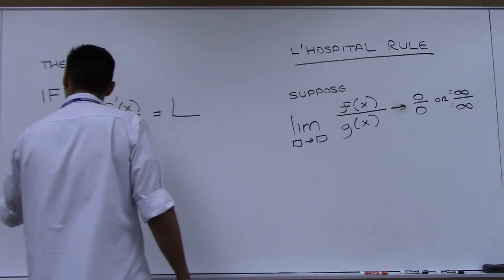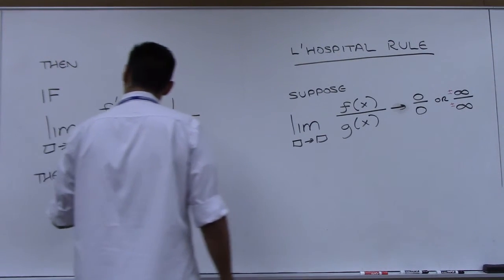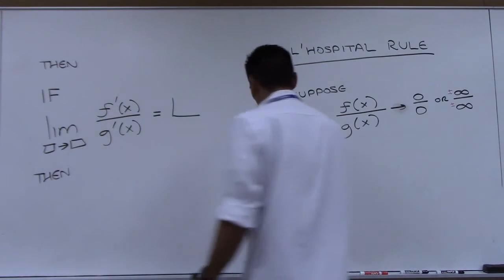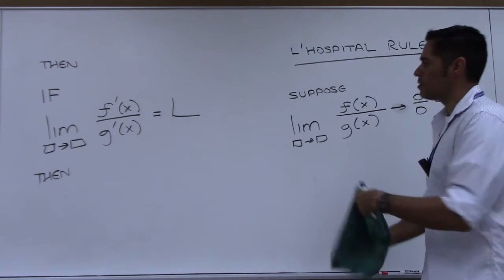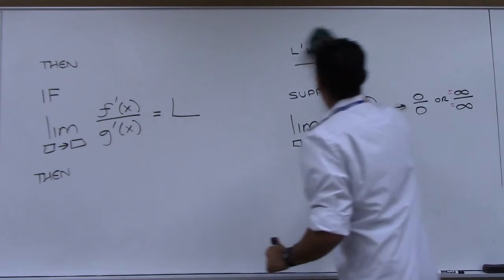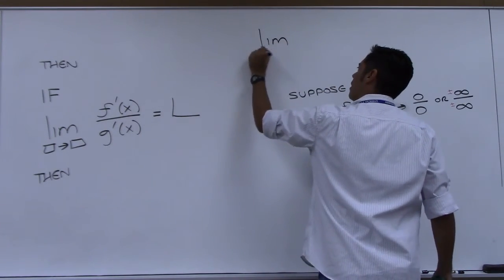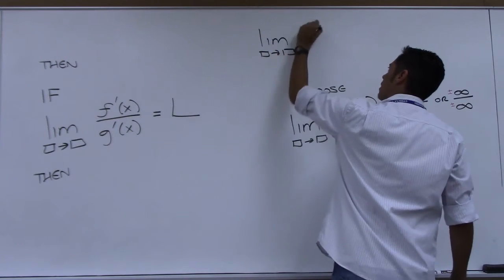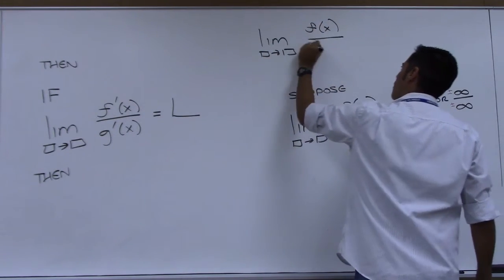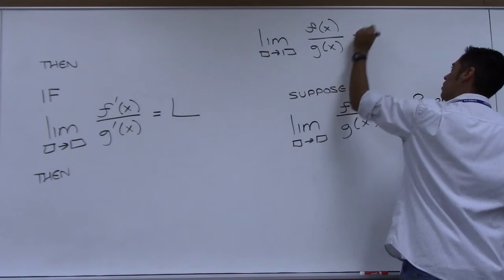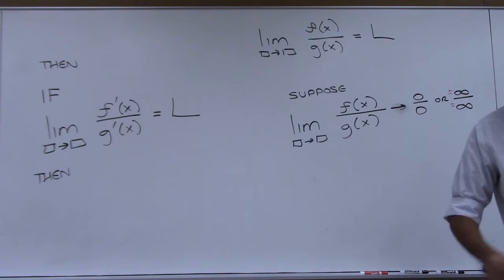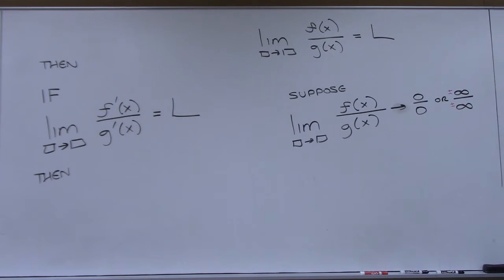Then I'm running out of space because I wrote so big. Then the limit as who cares approaches who cares of f of x over g of x equals L. So let's try and interpret what this very, very powerful rule tells us.